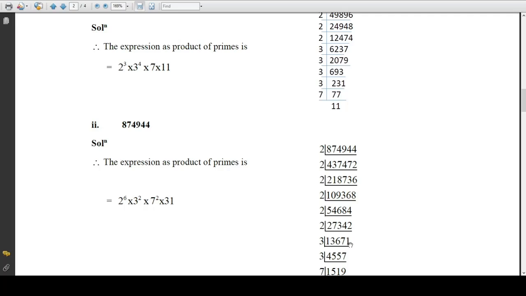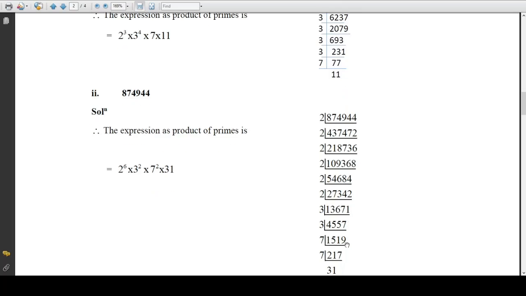Then you have 13671, you cannot divide by 2, so you go with the next prime, which is 3. 3 4s are 12, then you have 1 with 6, 16, 3 5s are 15, again you have remainder 1 with 7, 17, 3 5s are 15 again, then here you have remainder 2 with 1, 21, 3 7s are 21. Now go with the next number, by 3, 3 1s are 3, then 1 with 5, 15, 3 5s are 15, 3 1s are 3, then remainder is 2 with 7, 27, 3 9s are 27.